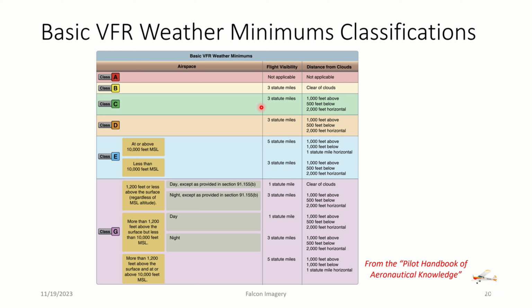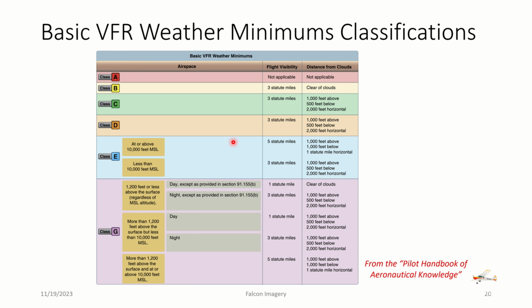Class Charlie airspace, you need 3 statute miles visibility. You need to stay 1,000 feet above the clouds, 500 feet below them, or 2,000 feet horizontally from them. Class Delta, same rules. Class D, you need 3 statute miles of visibility. You need to be 1,000 feet above the clouds, 500 feet below, and 2,000 feet horizontally away from them.